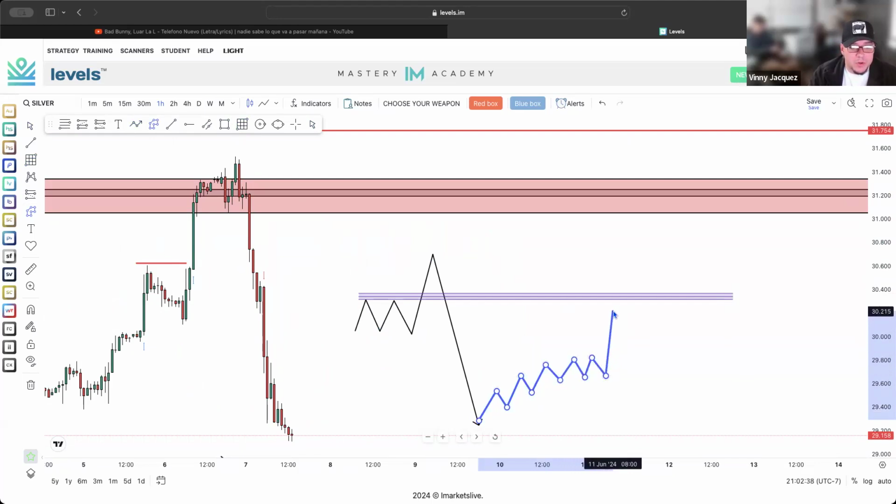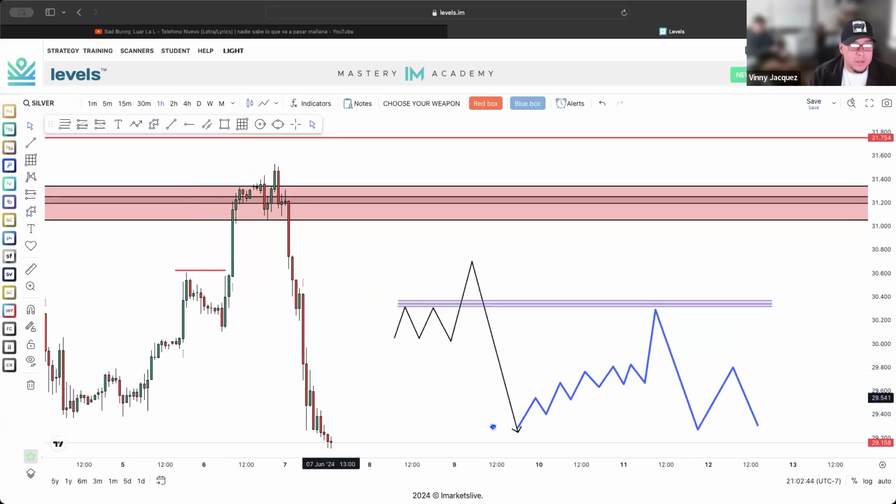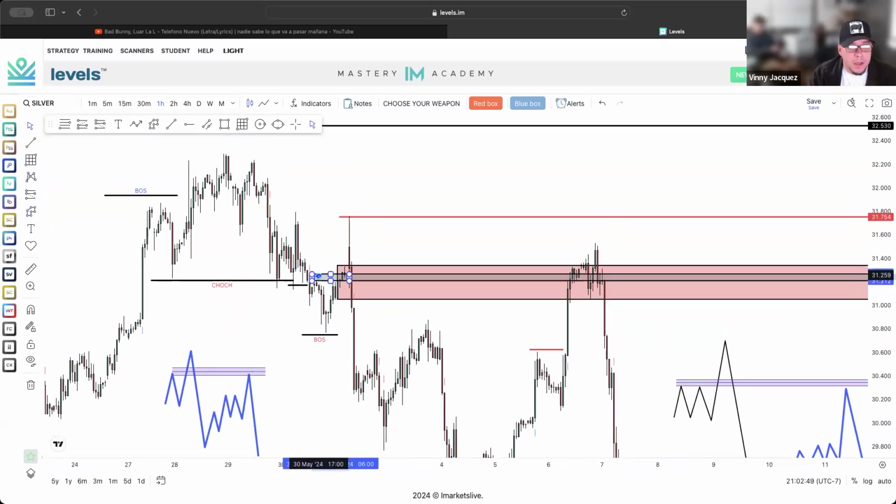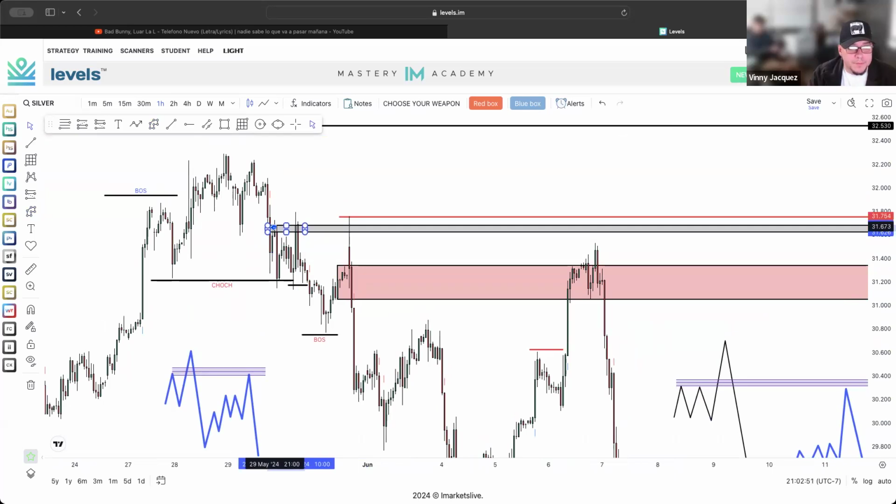Once we get that right shoulder and change character again, we have a brand new setup we can use. So look at this right here. We used this right shoulder. This was the right shoulder, but notice how it made a brand new head. Change of character.